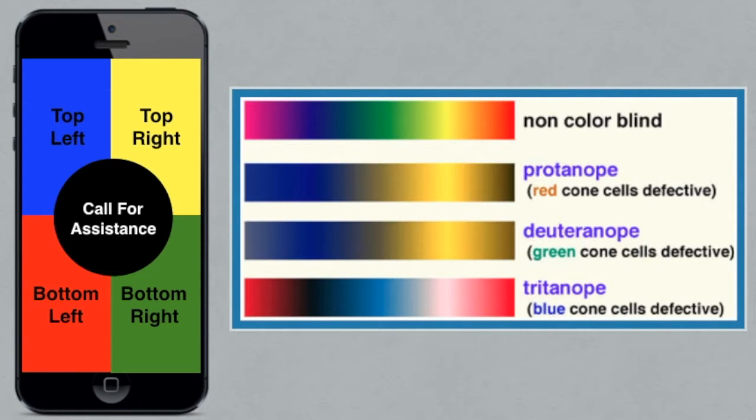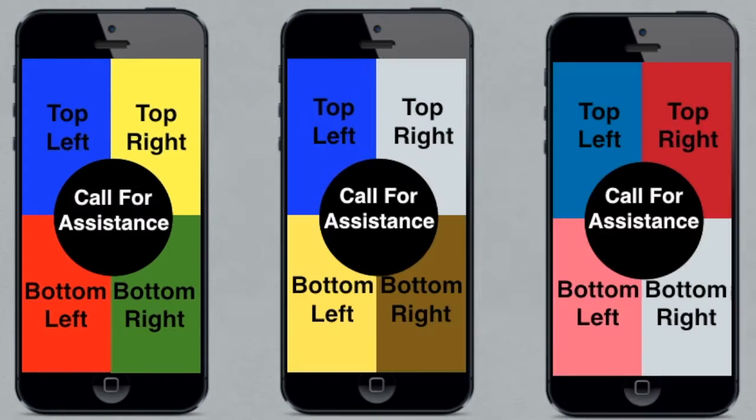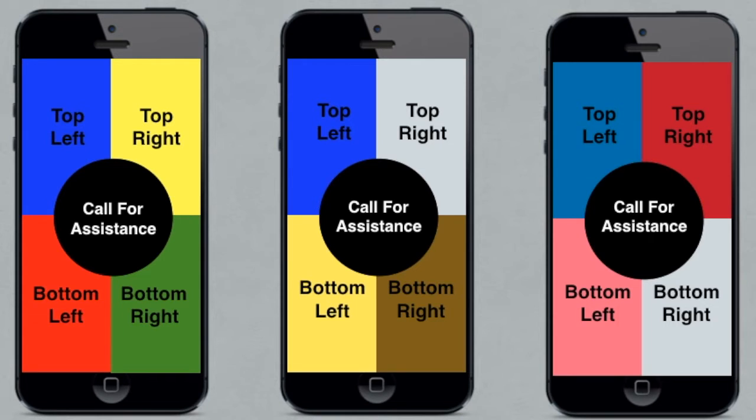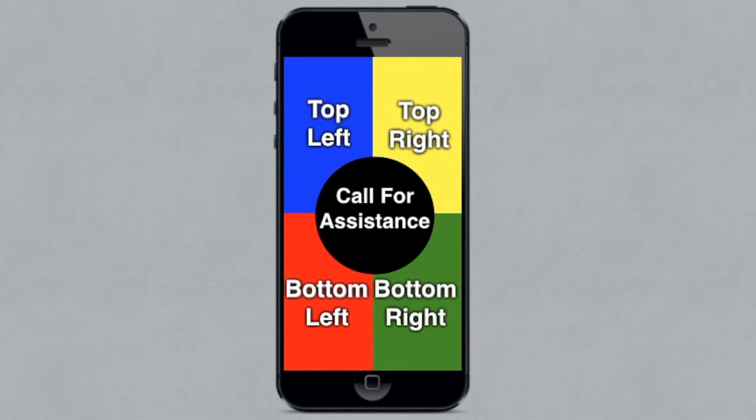The color options are completely customizable, but we will have a few built-in options for different types of color blindness, such as for those with red cone cells defective, green cone cells defective, or blue cone cells defective. Users will also be able to change the text size or invert the colors to black text with a white outline rather than white text with a black outline.